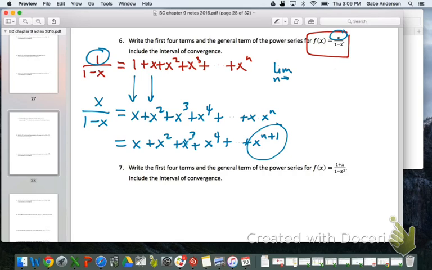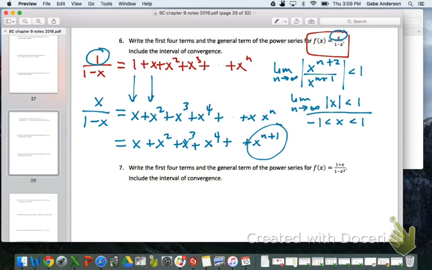Limit as n goes to infinity, and it would be x to the n plus 1 plus 1, so that would be n plus 2, over x to the n plus 1. I want that to be less than 1. So when I do my cancellations here, I get the limit as n goes to infinity of the absolute value of x is less than 1. So my interval of convergence then would be -1 is less than x, which is less than 1. And you're going to find that when you test both endpoints, you get nth term test divergence, and so neither endpoint would be included, and so that would be your interval of convergence.